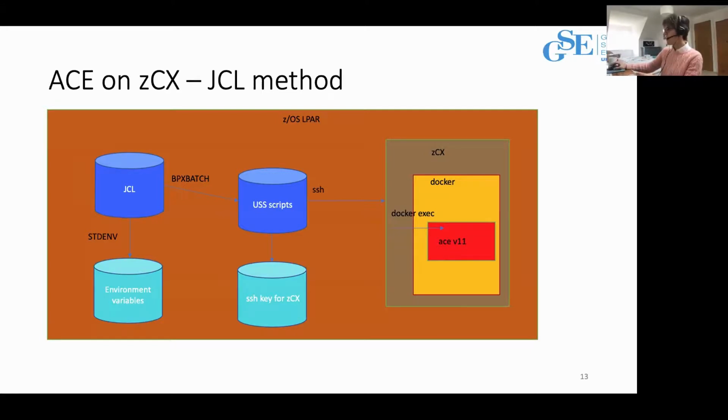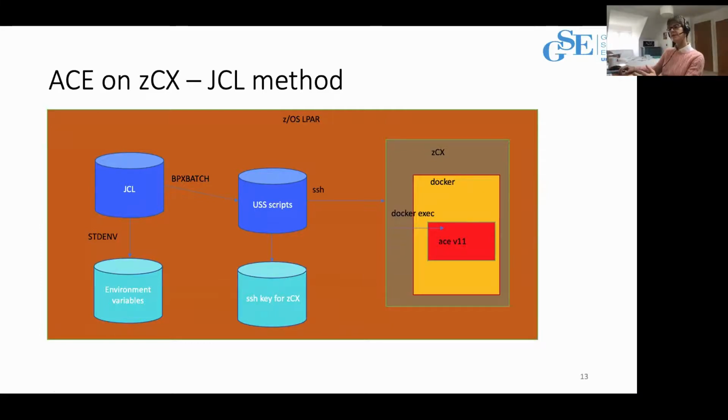So instead of having to have the key for this whole ZCX instance, you just have the key for your integration server. And then when you issue commands like putting and getting files, or issuing commands like MQSI commands, you go straight into the ACE container and you don't need to have access to ZCX itself. So depending on your security requirements, you might choose to do that.